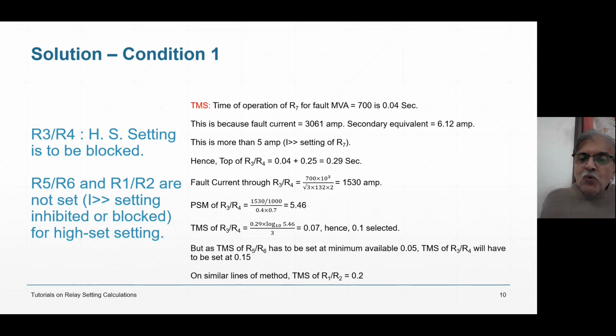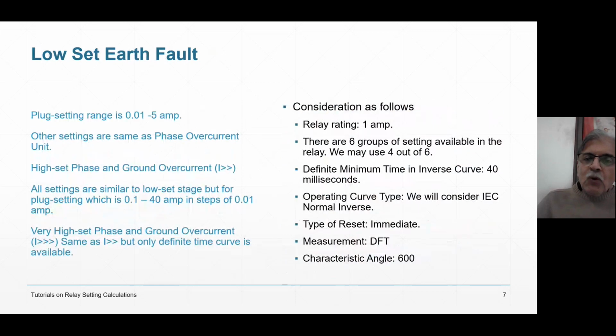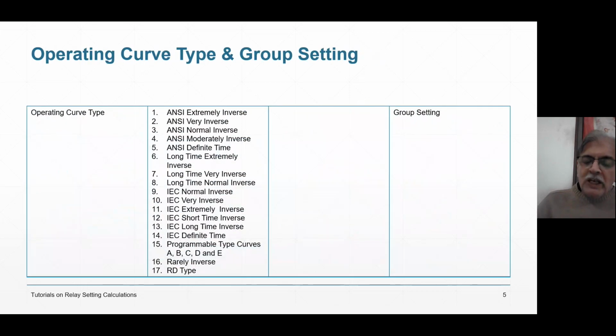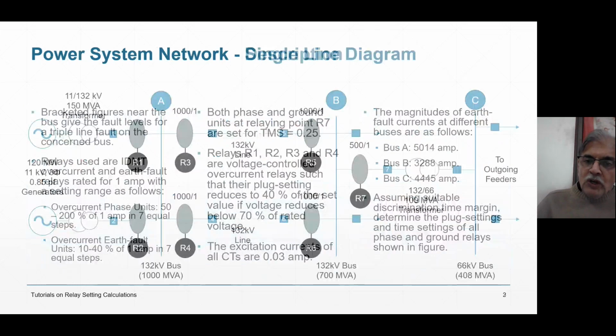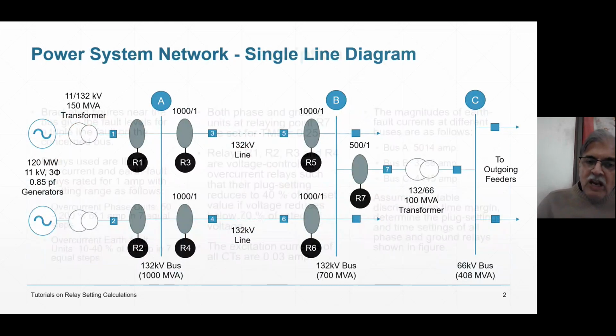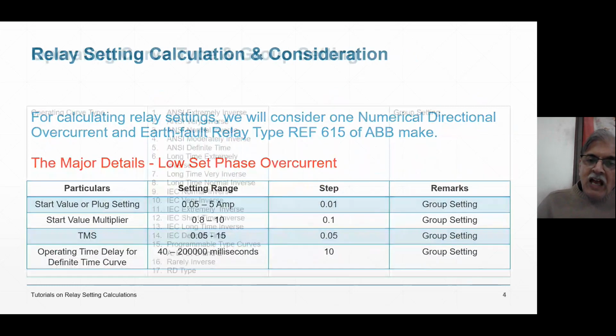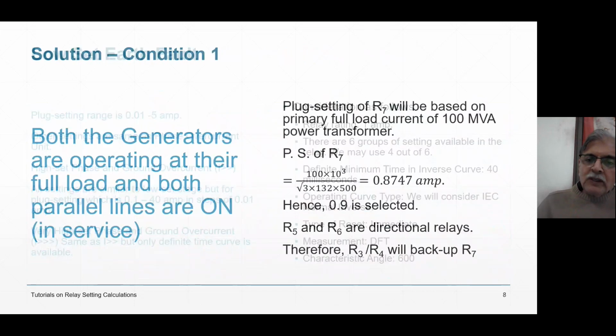Now the fault current through R3, R4 is 700 MVA. Try to understand 700 MVA, because R3, R4 and R7 I am coordinating. Therefore, I am taking 700 MVA. For 700 MVA, I have to find out the PSM of R3 and R4. So that is the exercise I am doing.